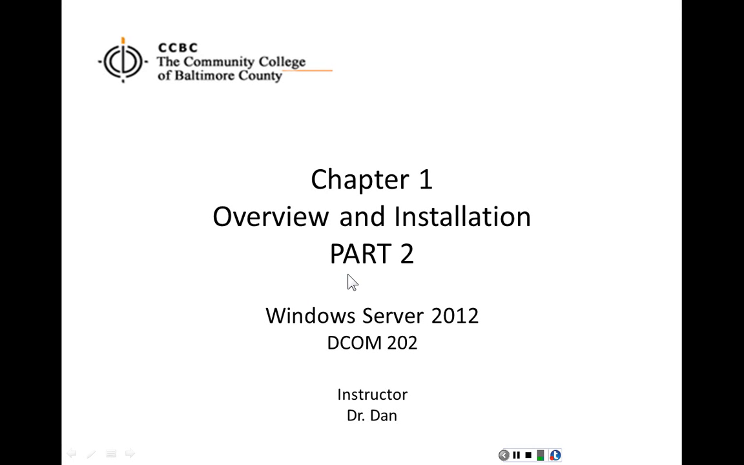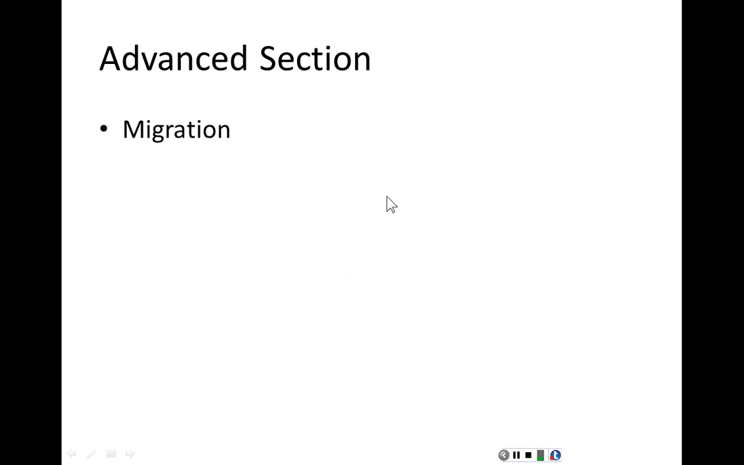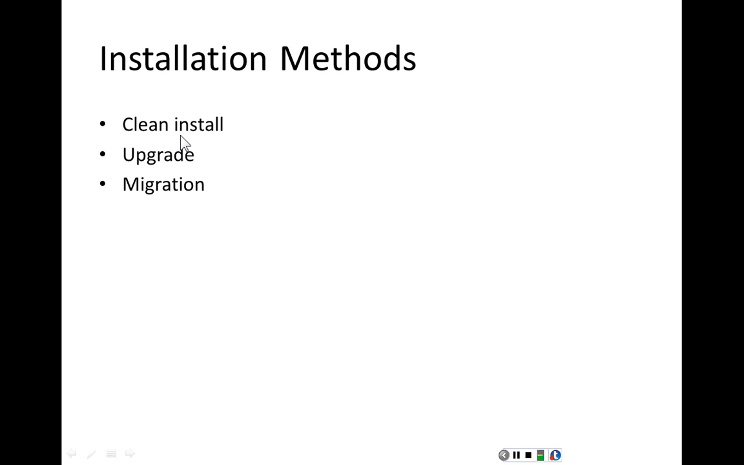Let's get started on part 2 of chapter 1. This is a rather advanced section in that we discuss migration, which is an advanced installation method. As you know, there are different installation methods. We already discussed a clean install and an upgrade. Now let's look at what's a migration.